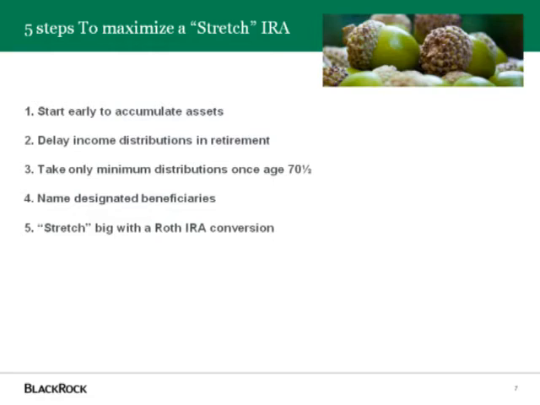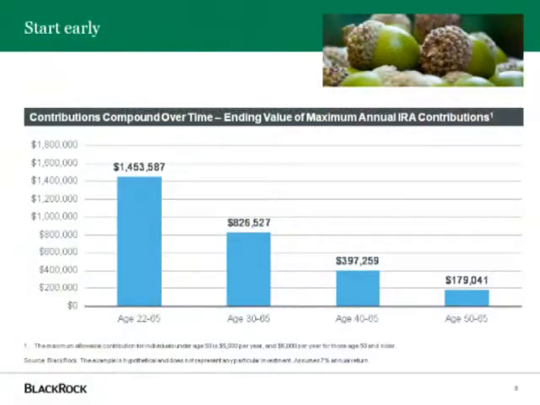Here are 5 steps that can help you maximize the potential benefits of a stretch IRA. The foundation for a stretch IRA begins during your working years. As you can see by the chart on this slide, you can accumulate more than $1 million in an IRA, earning 7% annually if you start early and contribute every year. Double that to $2 million if both you and your spouse contributed and earned 7% annually.